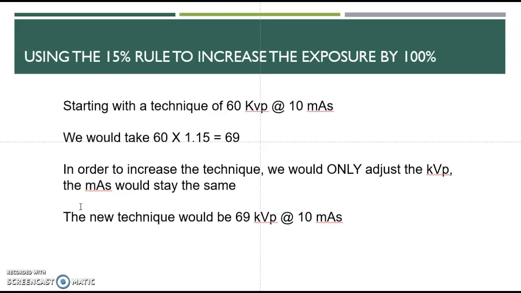Then we look at using the 15% rule to increase the exposure by 100%. So if we're starting with the technique of 60 kVp at 10 mAs, we're again going to increase that kVp by 15%. So we're going to take 60 times 1.15 to come up with a new kVp of 69. Now remember, this time we are just increasing our exposure, so we are only going to adjust the kVp. We're going to keep the mAs the same.